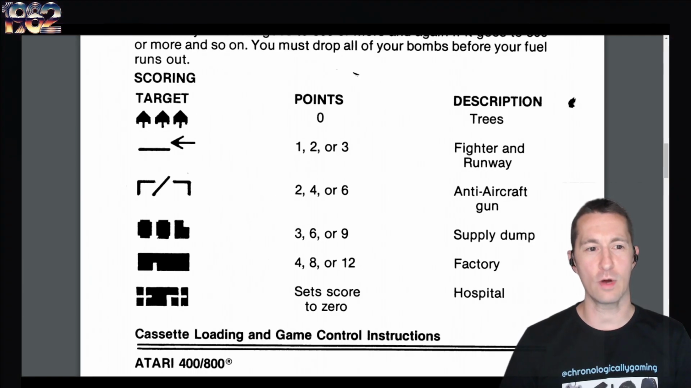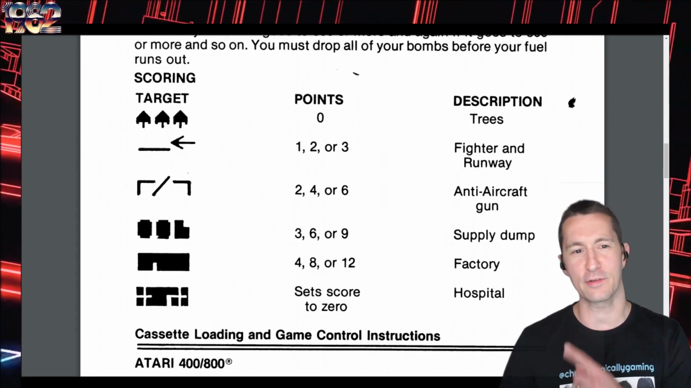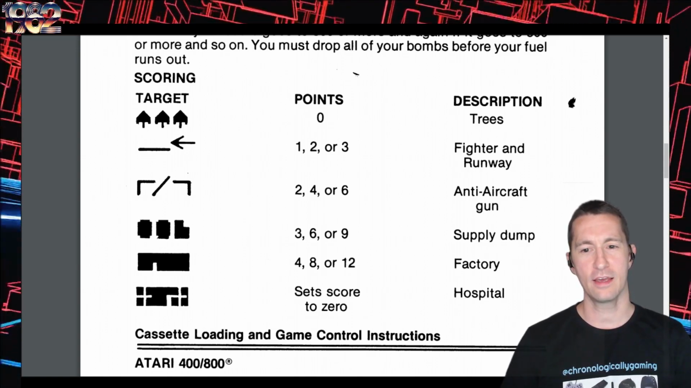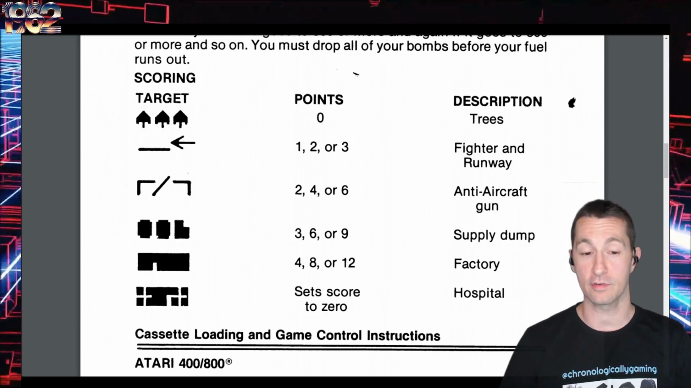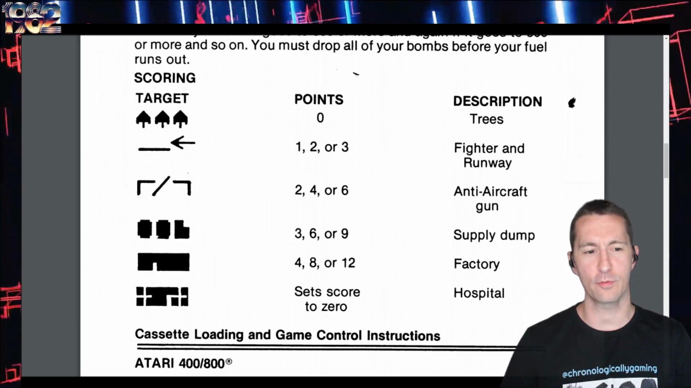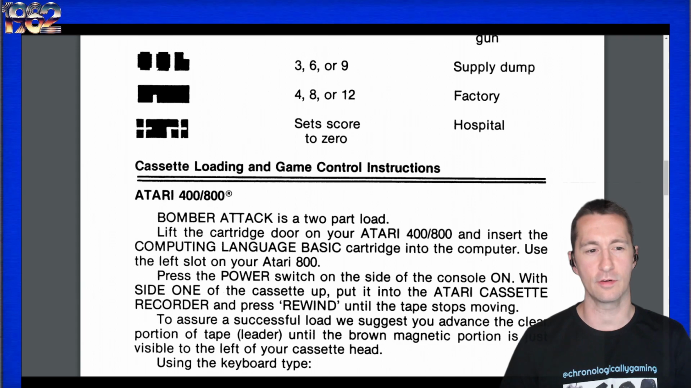I love it when they describe what you're going to see on the screen. What are those things? Those are trees, fighter, runway, anti-aircraft gun, supply depot, factory, and hospital. So it said don't drop it on the hospitals, obviously. We want to drop it on the factory, which they made pretty close. Factory and hospital are close.